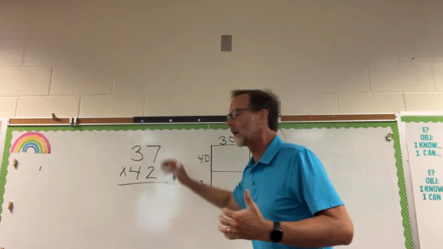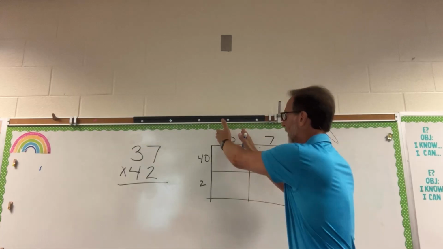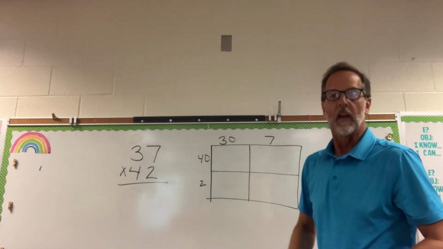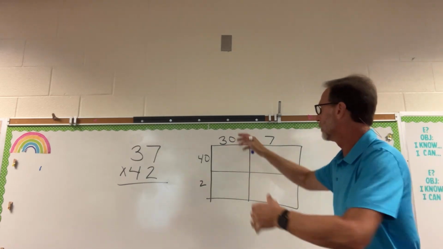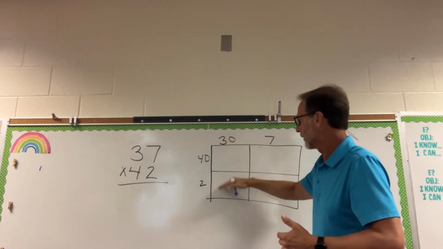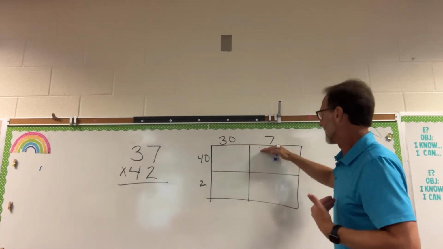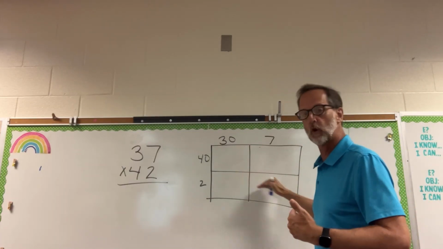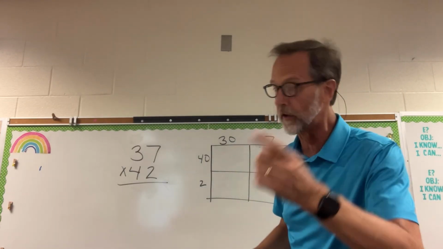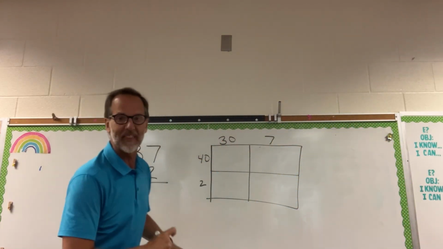So if you had 37, you separated it into 30 and 7. And then 42 was 40 and 2. And then what you did was you multiplied your 30 in both these boxes going down, the 7 in these two, the 40 in these two going across, and the 2 in those. Does that sound familiar? It should. All right, so it looks something like this.